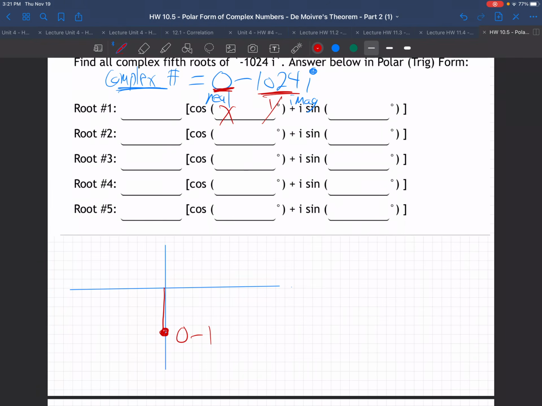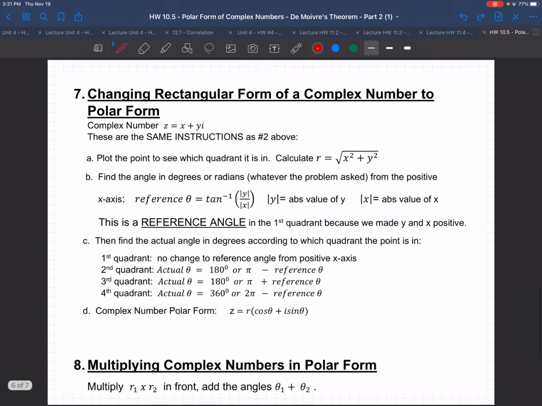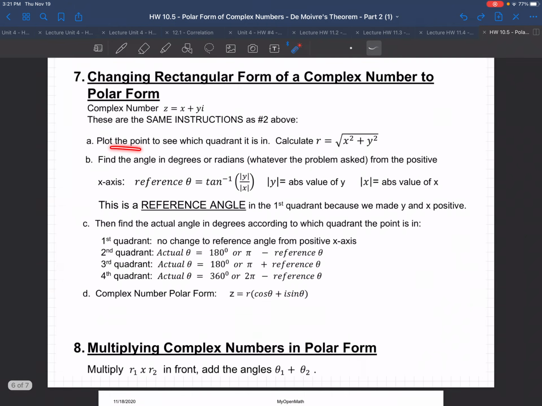This is 0 minus 1024. Remember, the x-axis is the real axis and the y-axis is the imaginary axis. So starting from the origin, we go over 0, down 1024. There's no real part, so we go 0 to the right and straight down. Okay, so that's step 1: plot the point.